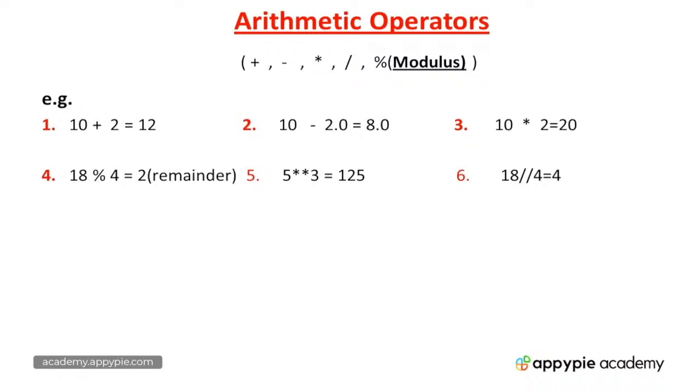Then at number 5, I have written 5, two multiplication symbols, that is stars, then 3. That means 5 raised to power 3. It will give you 125. Then at 6, we have written 18 double slash 4. This is going to do the floor division. So when we divide 18 by 4, we tend to get 4 point something, but we will get 4.